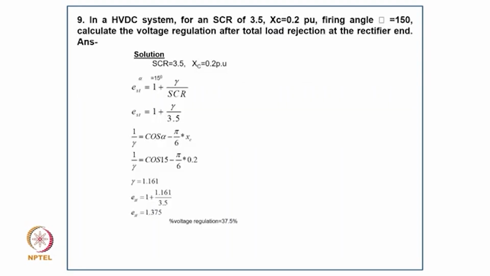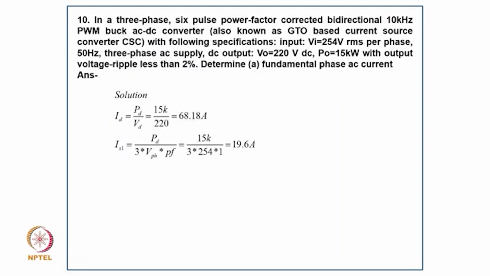Coming to an HVDC system with SCR 3.5, S equal to 0.2, and firing angle of 150 degree. Calculate the voltage regulation after load rejection of the rectifier. So SCR 3.5, S equal to 0.2, alpha equal to 1. So EST equal to 1 plus gamma upon SCR. Putting the values, you get gamma equal to 1.61 and EST equal to 1.375. So the overvoltage, that is the voltage regulation, is 37.5 percent.